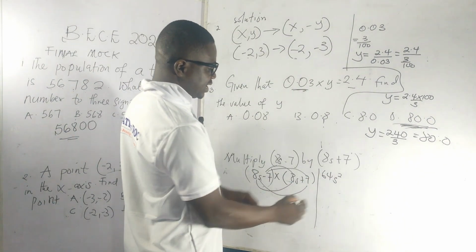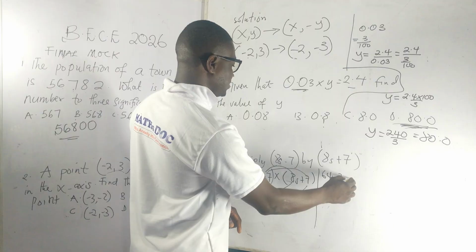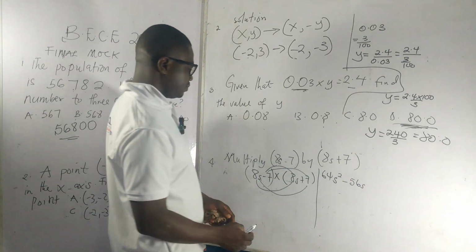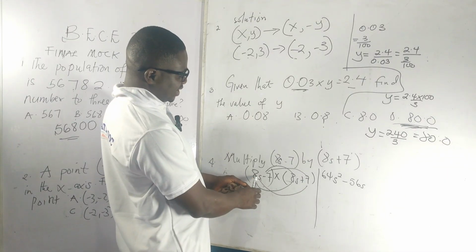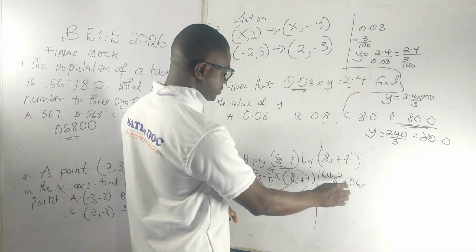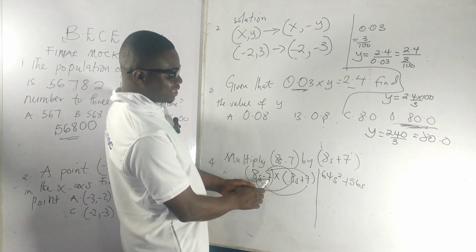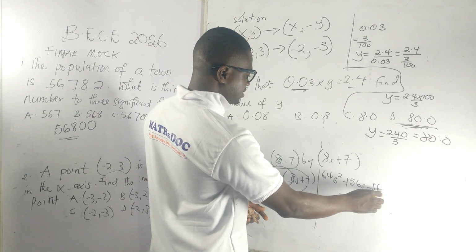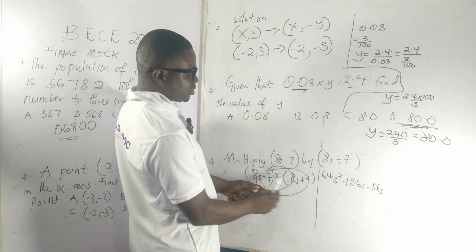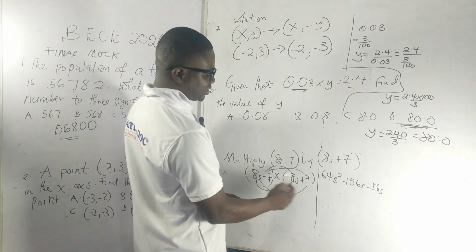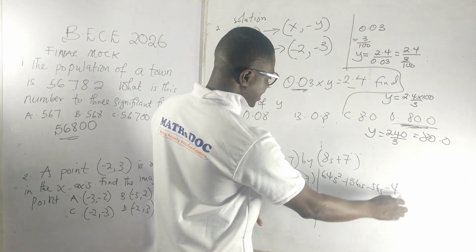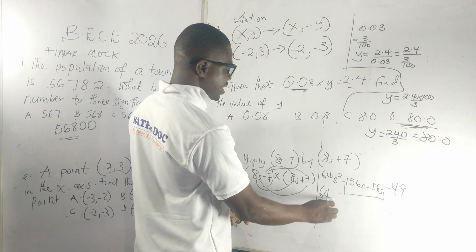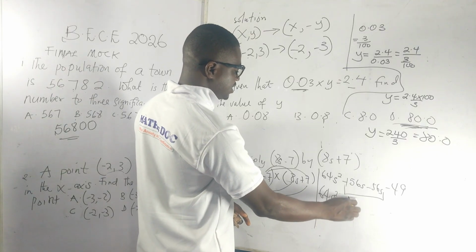So 7 times 8 is minus 56x, right? That is, we are multiplying 8 times that. So that's plus, right? Plus. Then also, let's take this -7. -7 multiplied by that gives you minus 56x. And then minus 7 times 7 will give you minus 49. Now you see these two cancel each other. So we have 64x squared minus 49.